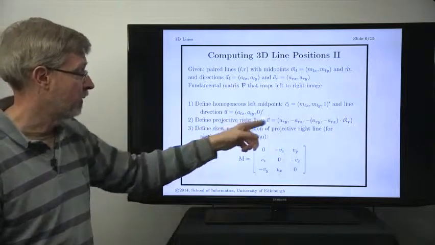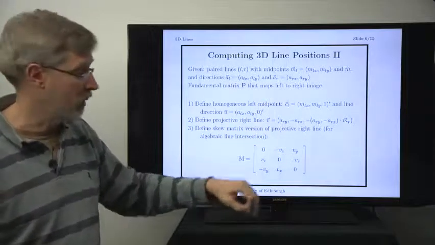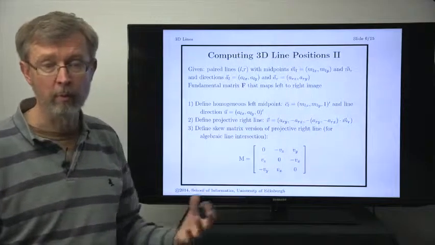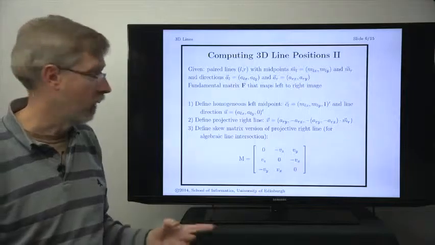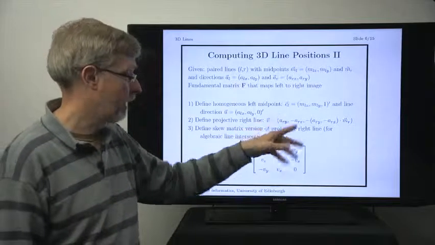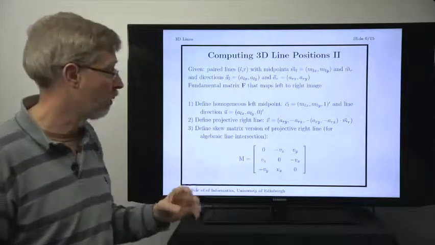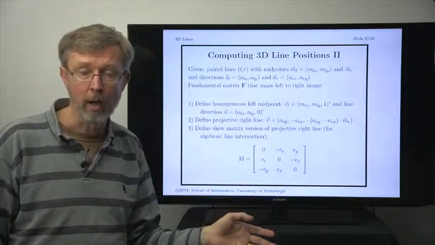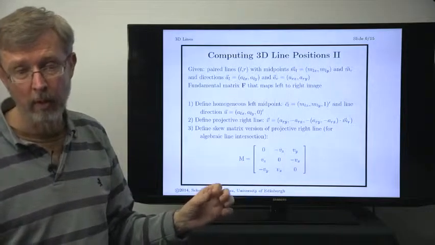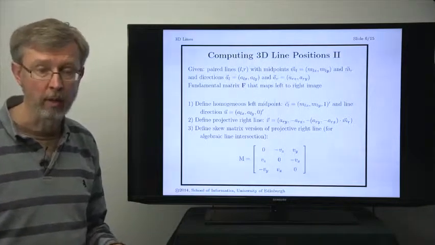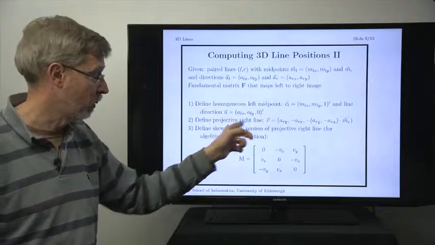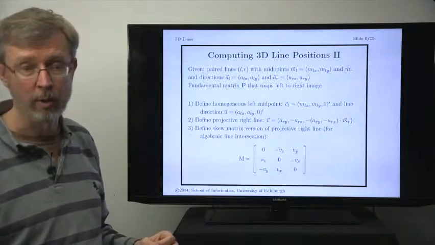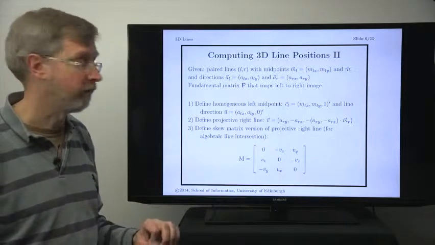We get our projective description of the line in the right image, and that's given by these three numbers. With this projective matrix, we're going to do sort of an intersection between the point in the left image, our midpoint, and the corresponding line in the right image. We're going to find the corresponding points by intersection using the fundamental matrix.